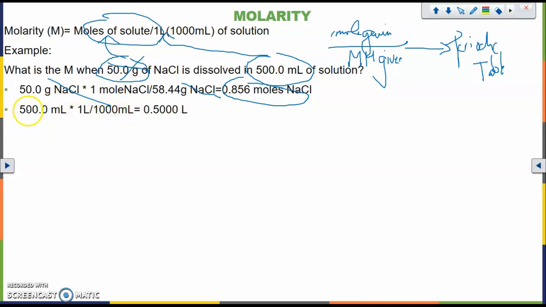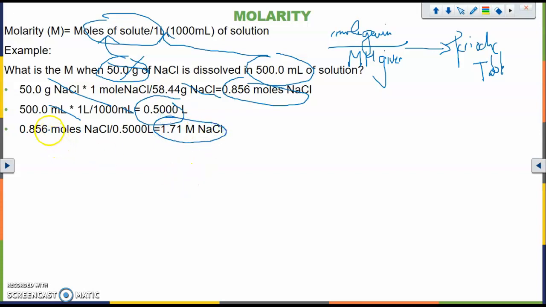There's 1,000 mils in 1 liter. The mils cancel. We're just left with 0.5000. We need to have 4 significant figures. Now we have moles. Now we have liters. What do we do next? We do a division: moles of sodium chloride on top over liters of solution on the bottom. That's how I came up with this answer. 3 significant figures here, 4 significant figures there. Our answer has to be 3 significant figures.